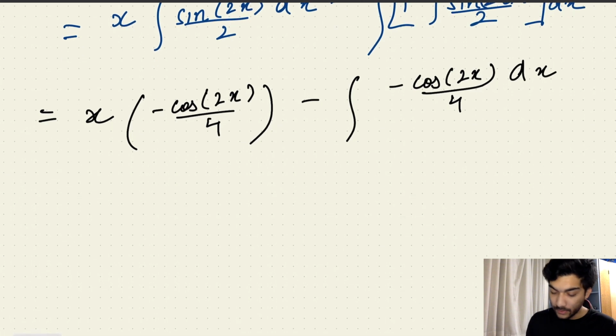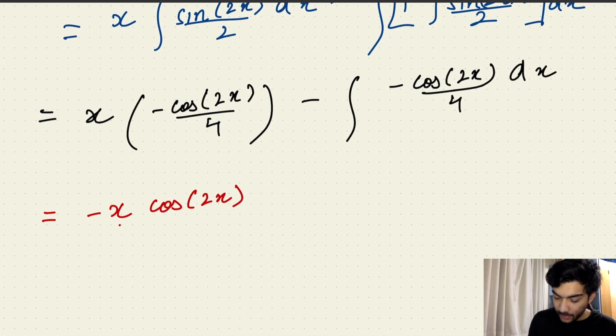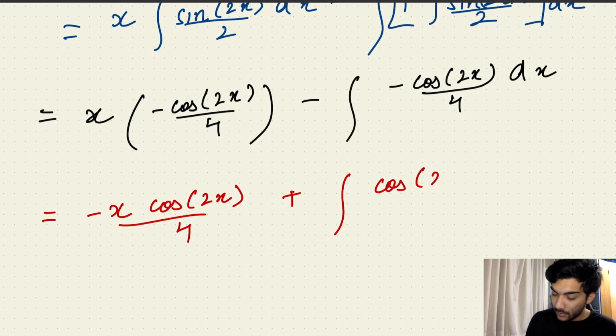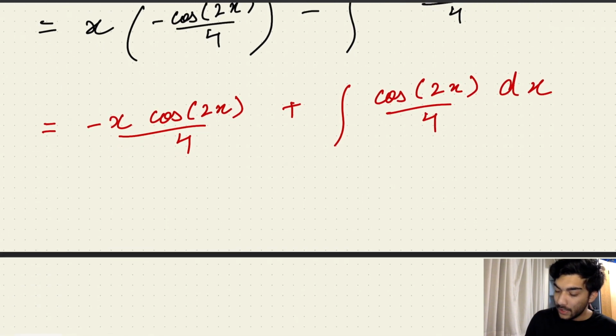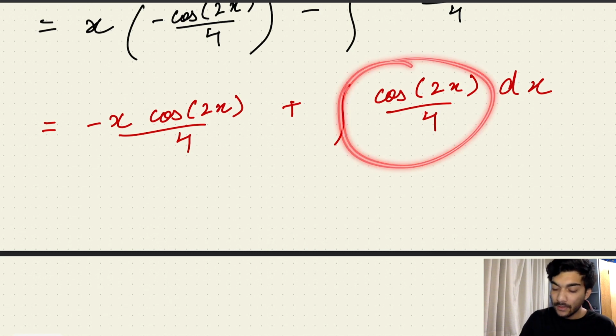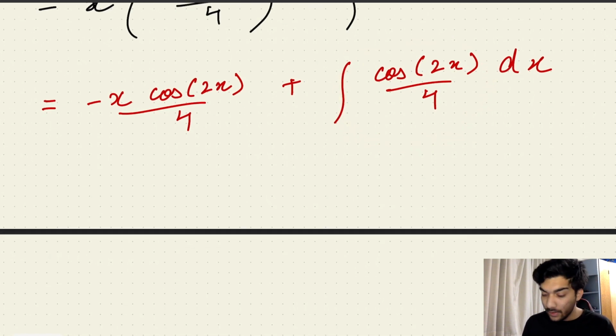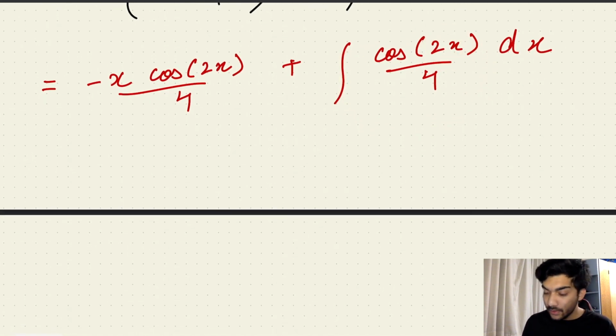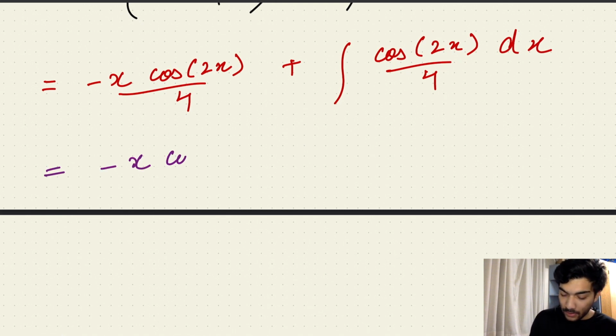So now let's further simplify this expression over here. The expression would be minus x cos 2x by 4 plus integral cos 2x by 4 dx in this case. And again, the same way to solve this integral over here, you can again use substitution. And if you solve this integral over here, you'll get your final answer to be minus x cos 2x by 4 will remain the same.